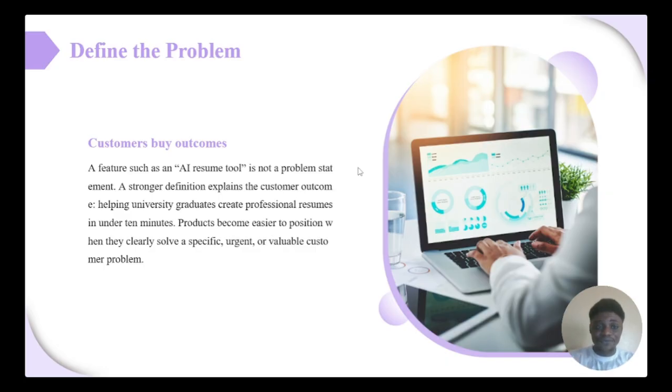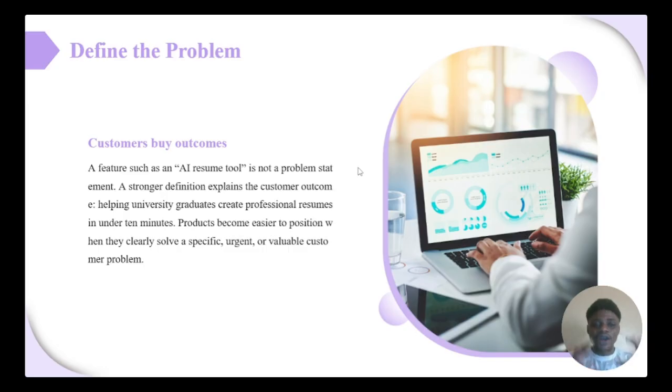It's as simple as that, whatever you are trying to sell, because customers don't really care about the product. What they care about is the outcome. If I buy this, what do I achieve from buying this? That is their biggest question. So if you answer that question in the first 5 or 10 seconds of your pitch, of telling them about the product, then you've already sold it. A feature such as an AI resume tool is not a problem statement. So a stronger definition explains the customer outcome.